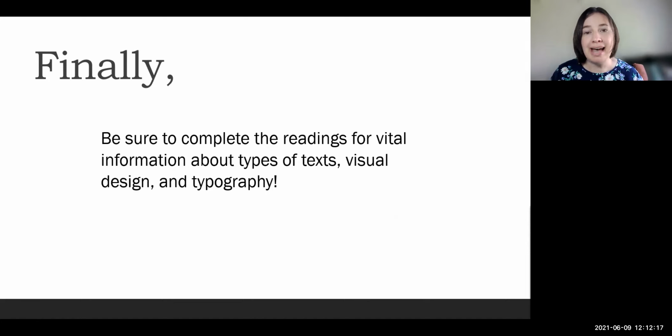So please read that and follow those guidelines as you complete an assignment that's going to come up in Moodle pretty soon, where you're going to be actually revising some instructional text.